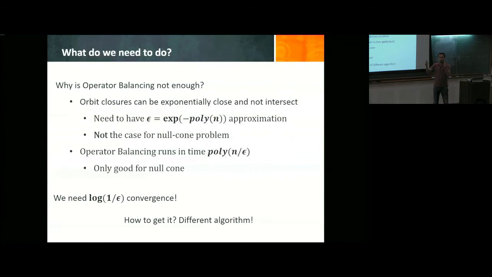The orbit closure now could be, and as a result, okay, you have to prove this, but it's a result by Mumford that if two orbit closures don't intersect, there is an invariant that evaluates to different values. So you could do a PIT there as well. But, you know, that's a bit hard.